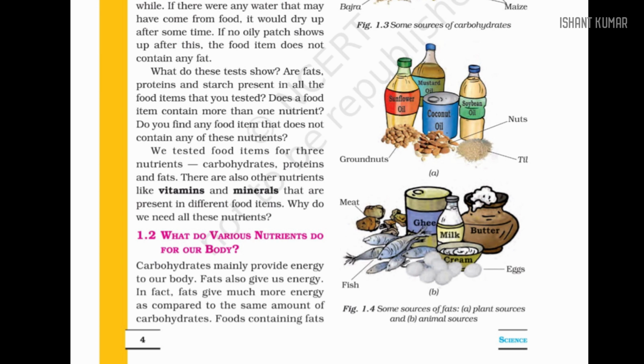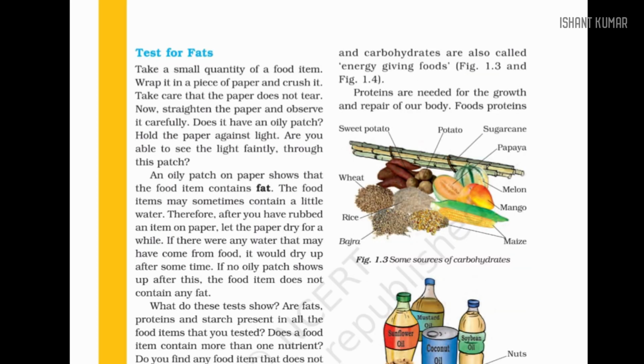Carbohydrates mainly provide energy to our body. Fats also give us energy. In fact, fats give much more energy as compared to the same amount of carbohydrates. Foods containing fats and carbohydrates are also called energy-giving food. Figure 1.3 and Figure 1.4.